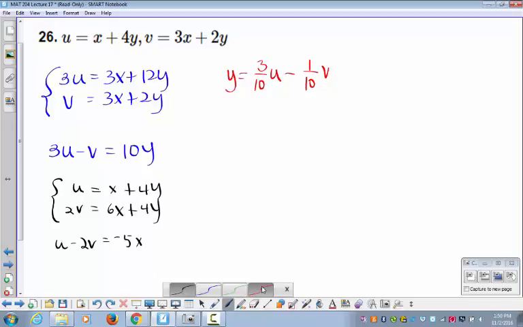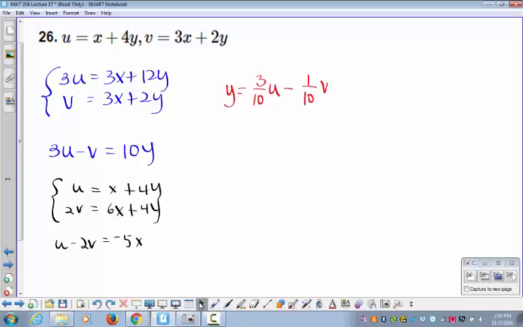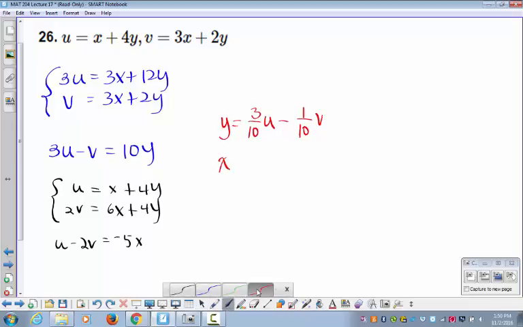So that tells us that x is going to be equal to negative 1/5 u plus 2/5 v. So this is the conversion. That pair of equations will take a uv point and transform it into an xy point. And now we can find the Jacobian.